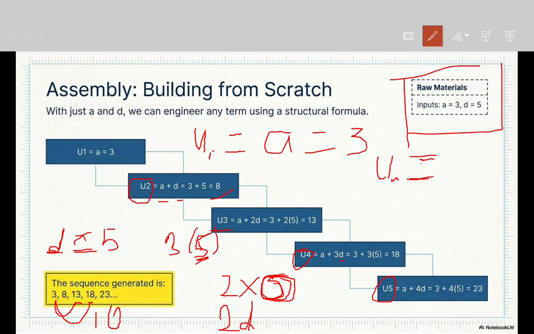So you see that this is the first term. To get the second term, you add the common difference to the first term. To get the third term, you have to add 2 times the common difference to the first term. To get the fourth term, you have to add 3 times the common difference to the first term. All right? So that is a little explanation for you.